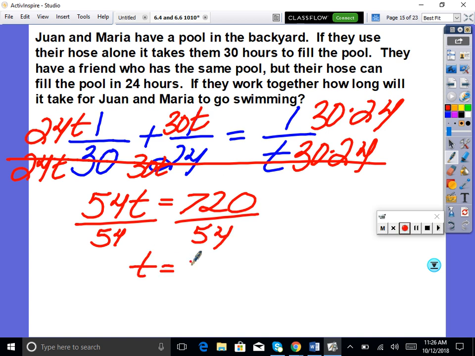Yep, so our time is 13.3 hours. So they're going to go swimming if they put the hoses together much quicker. Pretty straightforward. You wouldn't know how to do that without me going over it. That's why you have to kind of study that one.